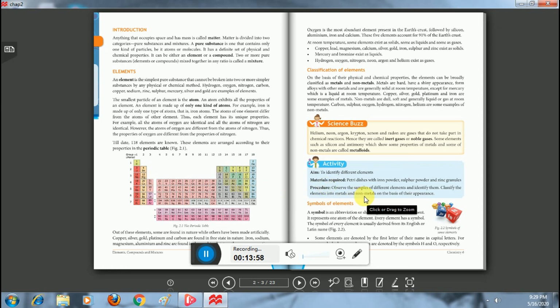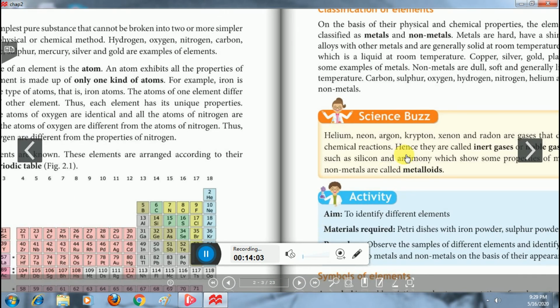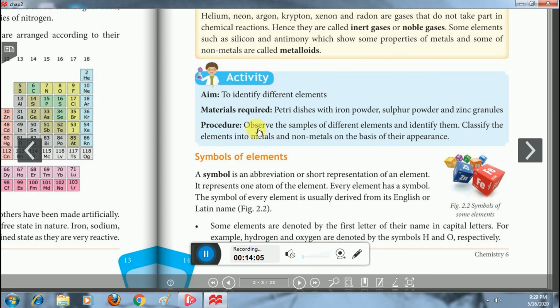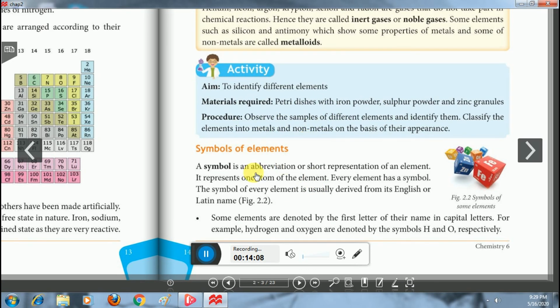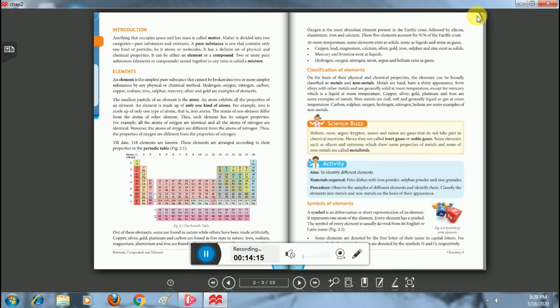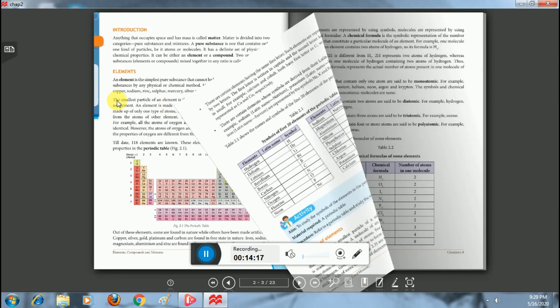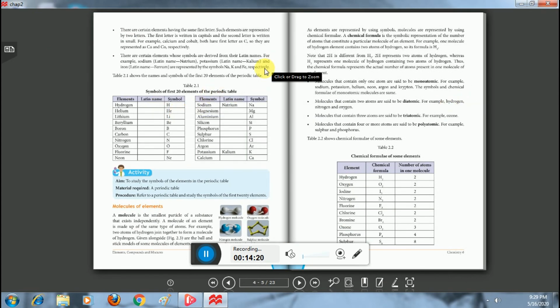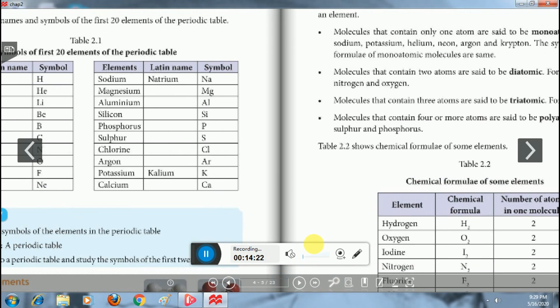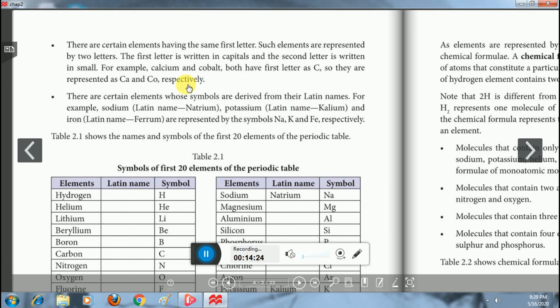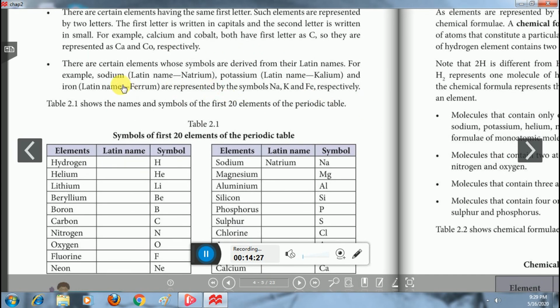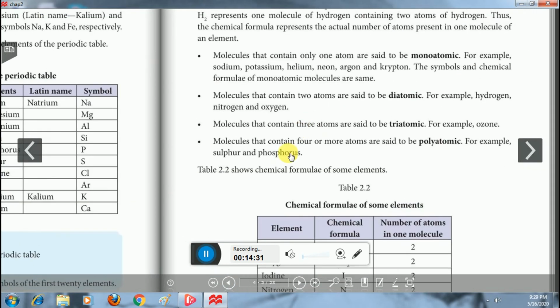So what we have learned today: we started with the activity to identify different elements. Then we started with symbols. These are the rules for writing the symbols, and there are certain other rules. First letter, third letter, we have learned this, and the important Latin names of different elements.